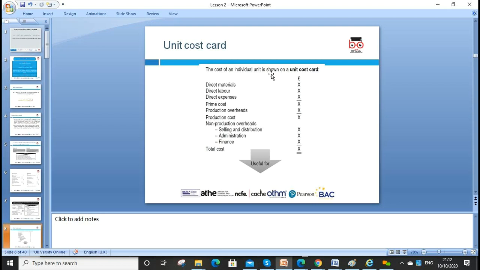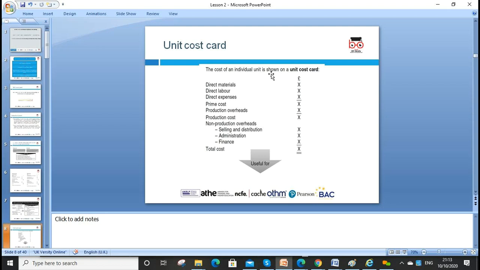Okay, so the unit cost card: how do we calculate the cost of a unit of the product? Direct material, how much material we have used, how much labor we used, any other direct expense. If you add them all, we call it prime cost, also known as direct cost. Then we have production overhead. Overhead can be anything which we can't trace within a product, but still is a cost, like packaging material or various other indirect expenses.